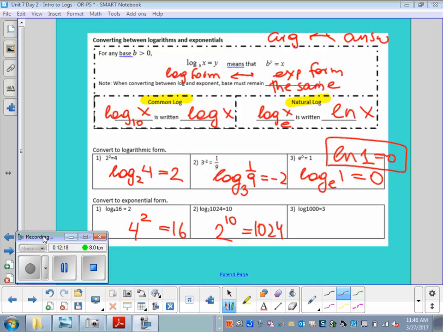And the last one. 10 to the power of 3 equals... Yes, because I'm looking at my log here and it doesn't have any base. I know that base is 10. So 10 to the power of what? To the power of 3 equals 1000. Since log didn't have a base, it's 10 already. Yes, it's a common log.